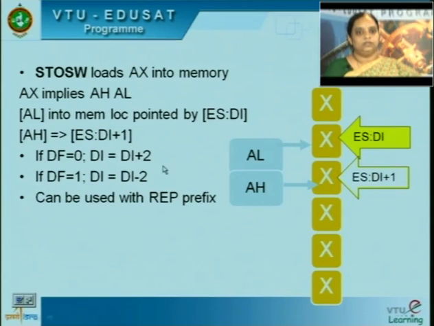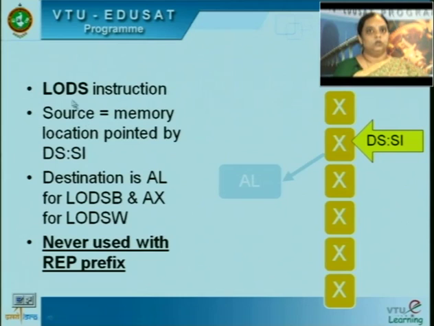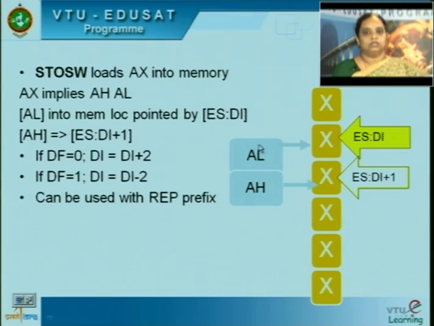The third string instruction is the LODS instruction, and in this LODS instruction, we are never supposed to use the repeat prefix. As such, what does the LODS instruction do? It will copy from the string into AL, that's your accumulator, if it is a byte, and if it is LODSW, it will copy 16 bit data into AX. Here the destination is your accumulator and the source is the string, and as we know, the source string is pointed by DS and SI. Previously, for STOS, the destination was a destination string, so it is pointed by ES and DI.